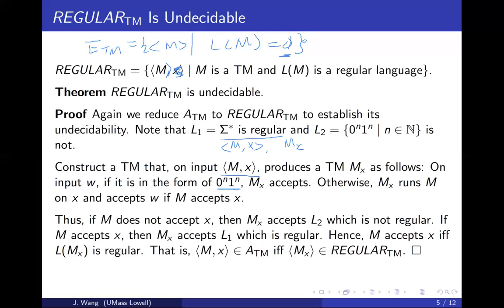So this is my Turing machine M sub x. Its input is w. If w is in this form, M sub x accepts w. Otherwise, if it's not in this form, simply simulate M on x. So simply run M on x.